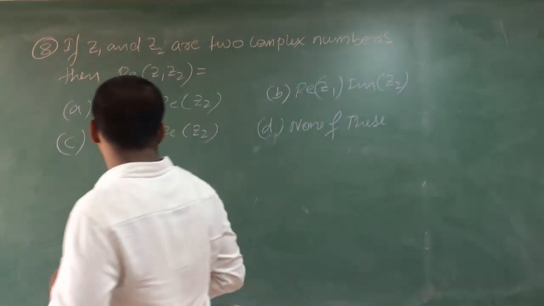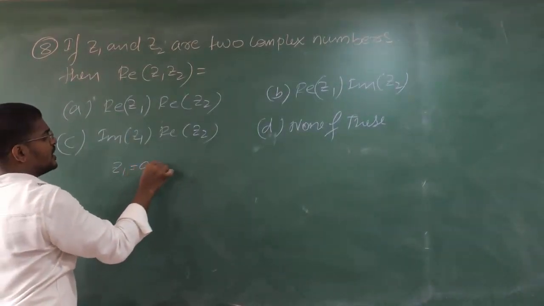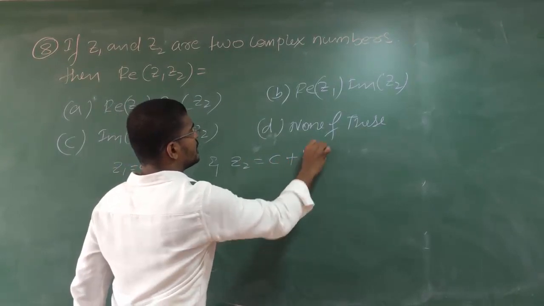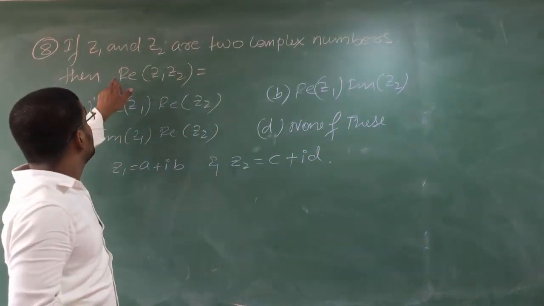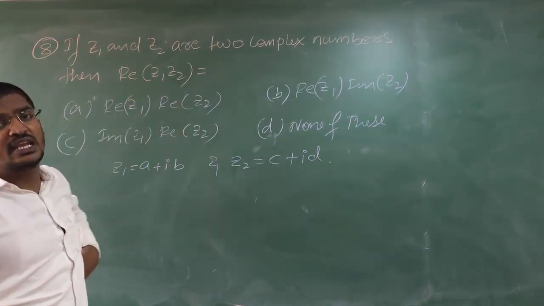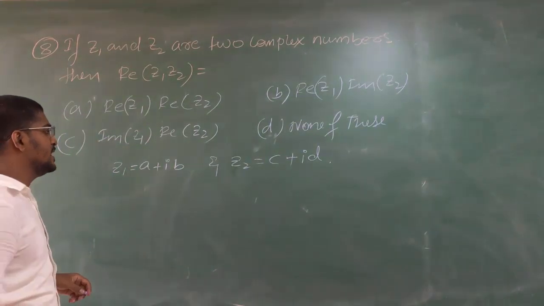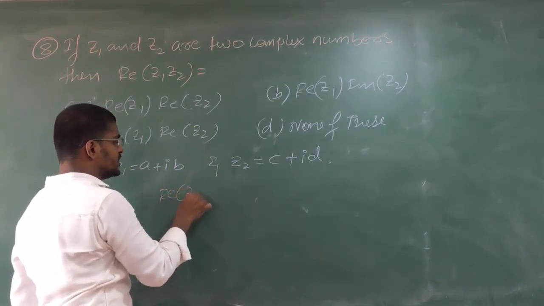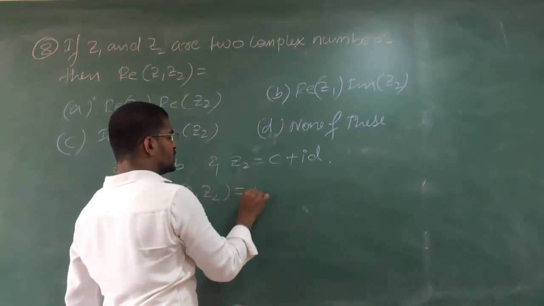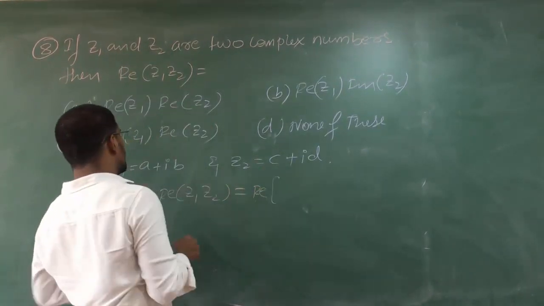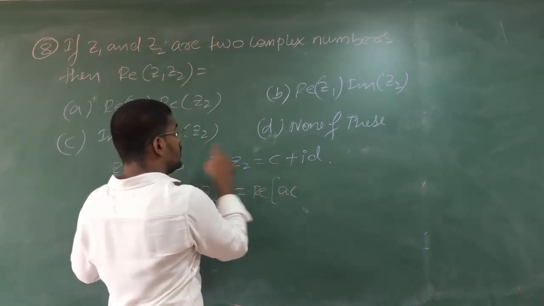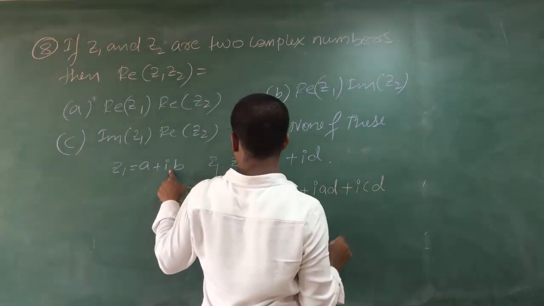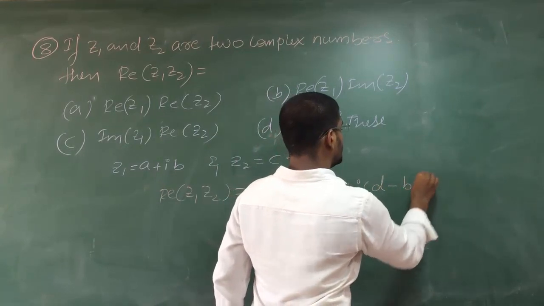Clear? Okay, for that let us take Z1 as a plus ib and Z2 as c plus id, two complex numbers. Here Re means real part, Im means imaginary part. Let us see what they are asking: the real part of Z1 into Z2. So the real part of Z1 into Z2 equals, that means a into c plus i into ad plus i into cb, minus b into d.